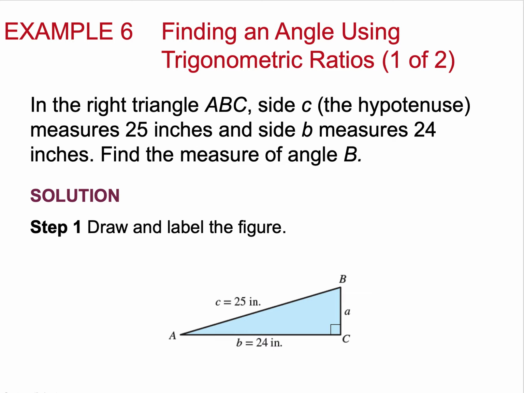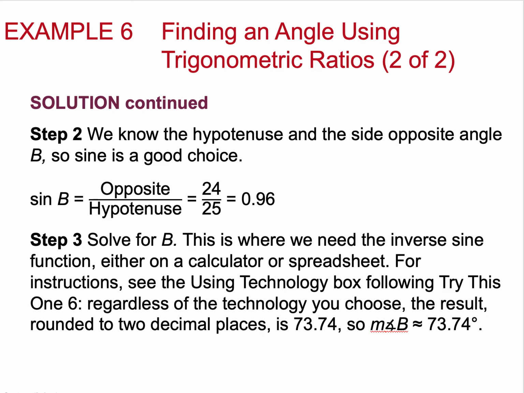So the information I know here is that I know my hypotenuse, I know the side B, and they want me to find the measure of angle B. So if I'm at angle B, I know the opposite and I know the hypotenuse. So that means I'm going to use sine. So the sine of B would be my opposite, 24, divided by my hypotenuse, 25.